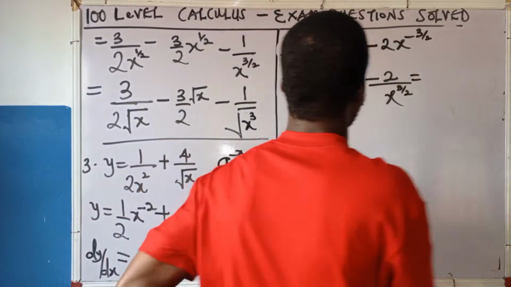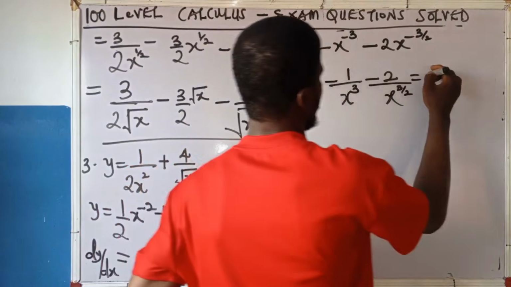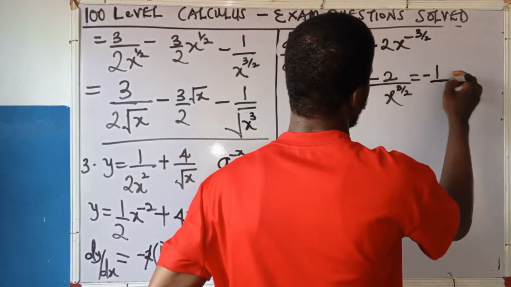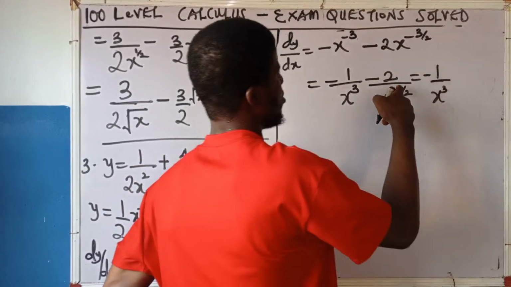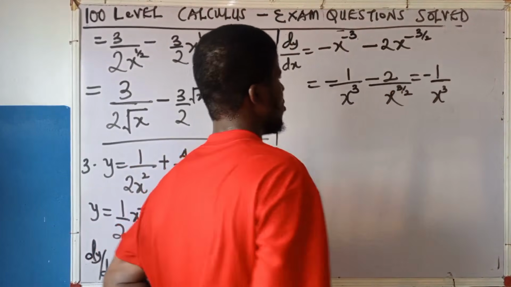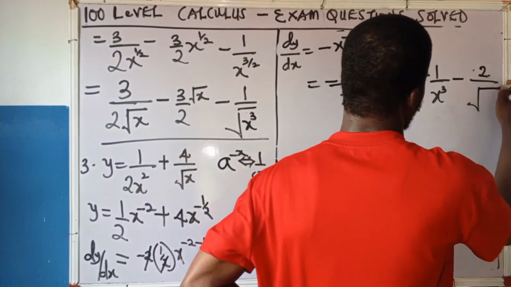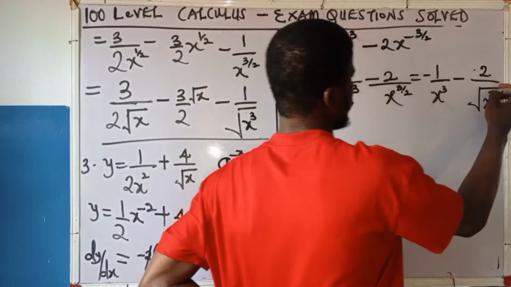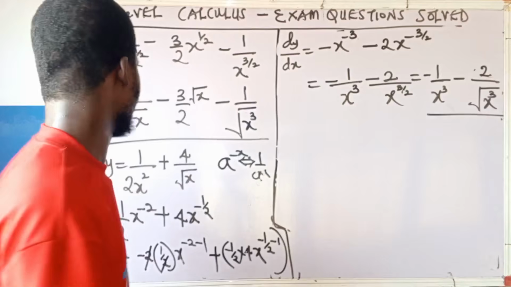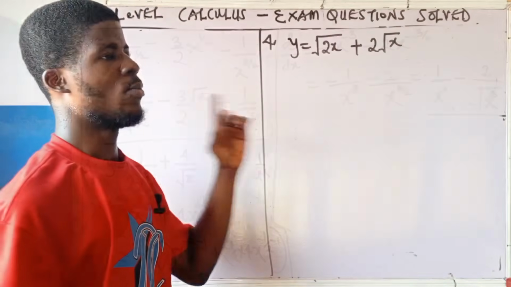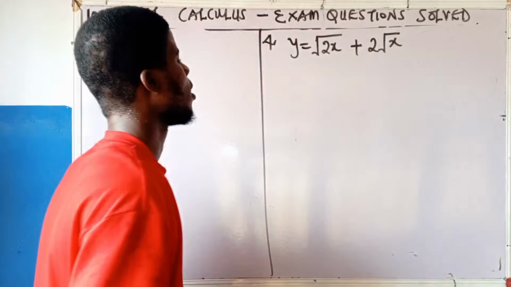Okay, so let's finish this. Minus 1 over 3. Okay, minus 1 over x cubed. This 3 over 2 signifies a square root of x raised to the power of 3. And that is the derivative of this function. We have to find the derivative of this function.